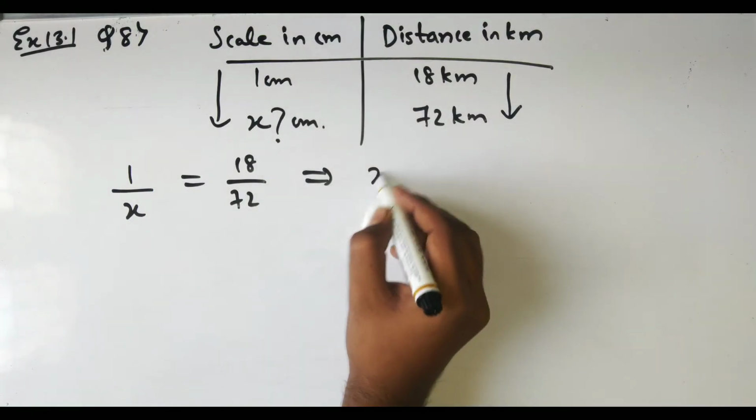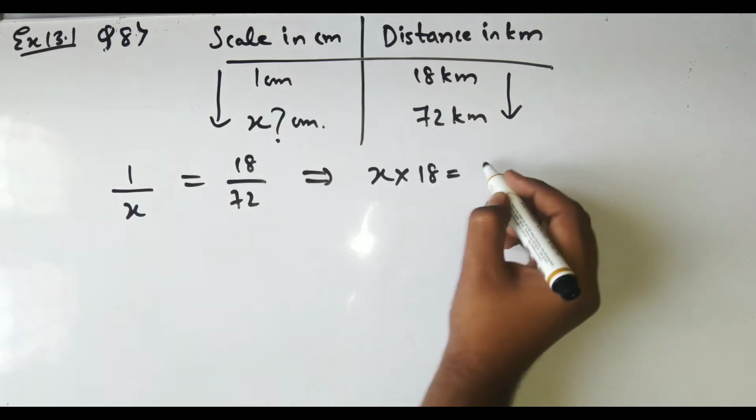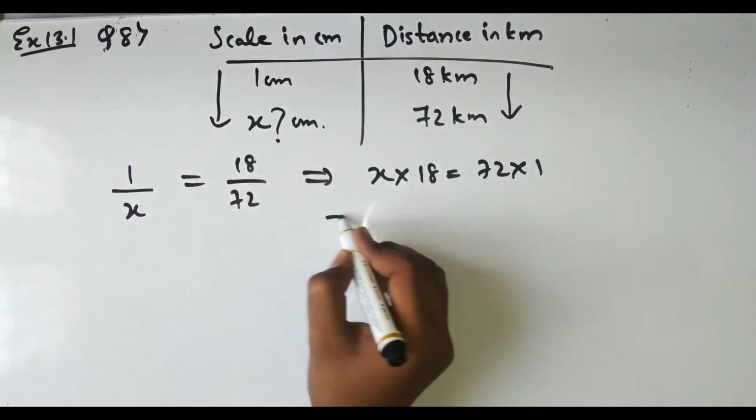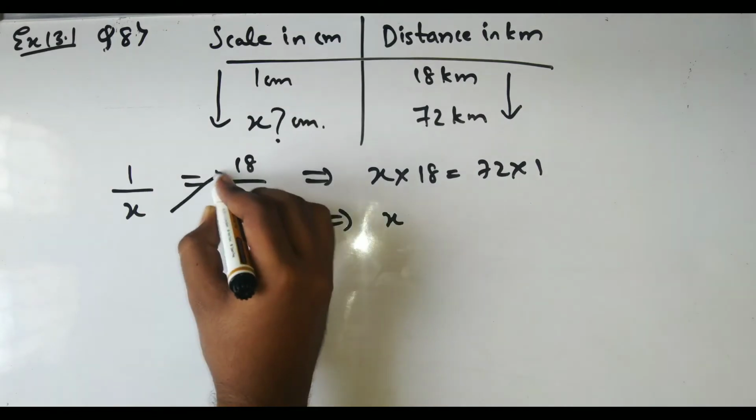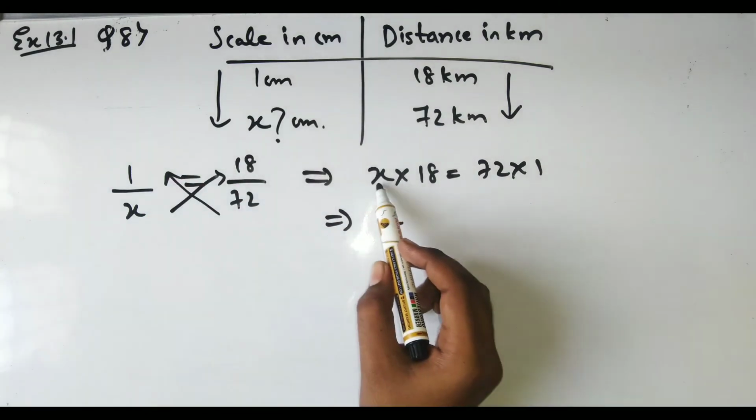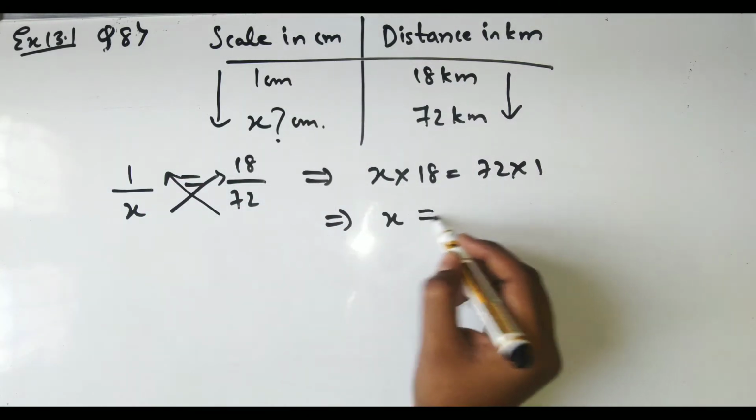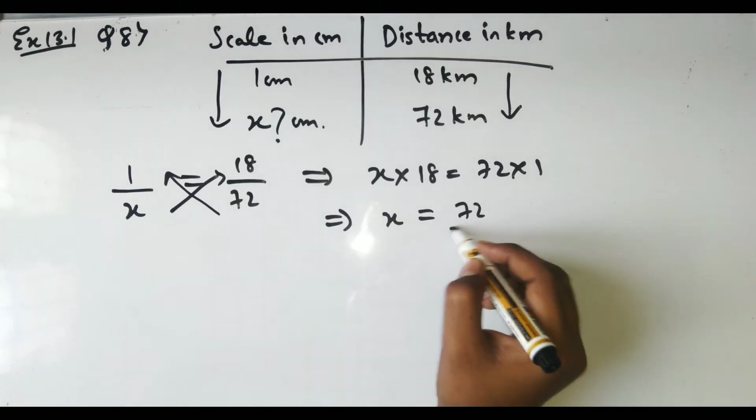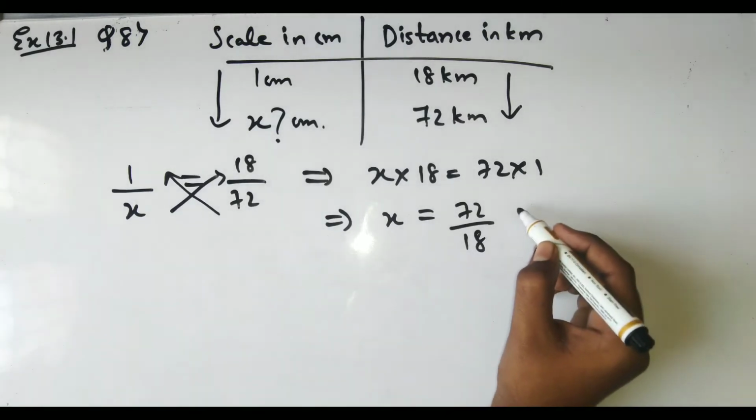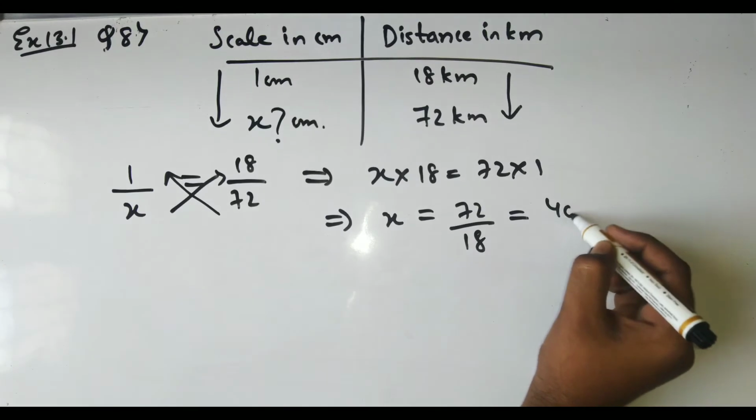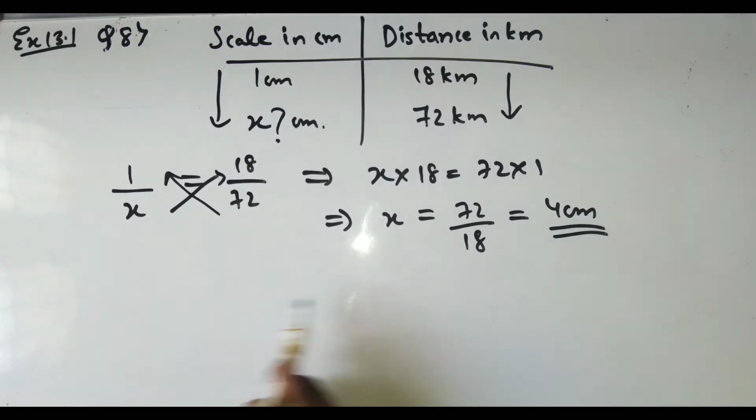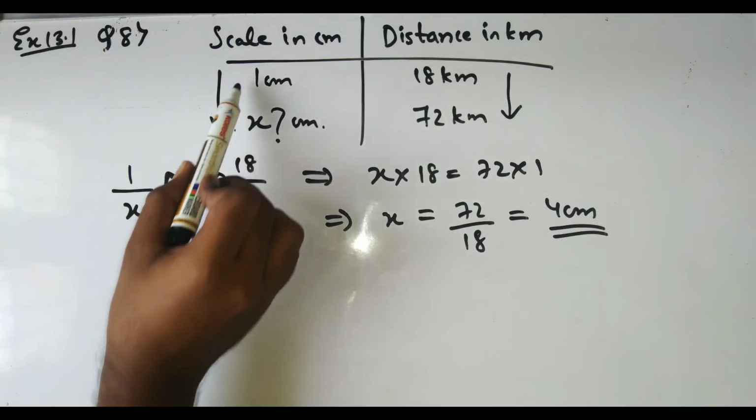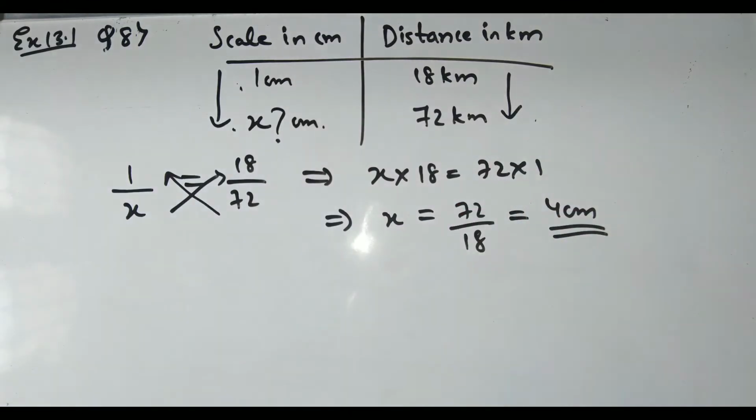So I can write x into 18 is equal to 72 into 1. That implies x cross multiply, okay? So x into 18 is equal to 72 into 1. Therefore x is equal to 72 by 18. So dividing this, I'll get answer as 4 centimeter. Therefore you can analyze that 1 centimeter and 4 centimeters. So it's basically increasing. Here also it is increasing. Therefore my answer is correct.